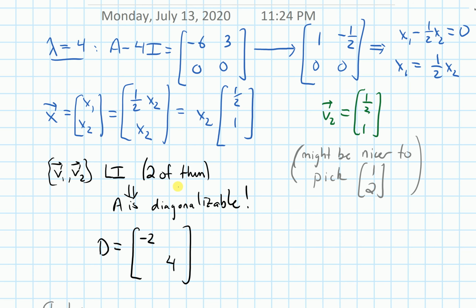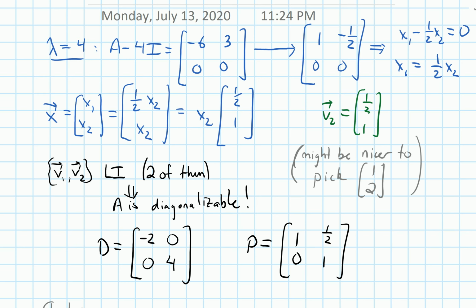And then for the second column, I put the eigenvector corresponding to this second eigenvalue, 4. And that was, we had decided to pick 1/2, 1. But if I wanted to pick the vector 1, 2, because that was nicer and I don't like fractions, I definitely could here. Okay. So we've got to make sure that the columns of D and P correspond. So if I wanted to change the order that the -2 and the 4 are in, I can, as long as I make sure then that the columns of P match up and they're corresponding.